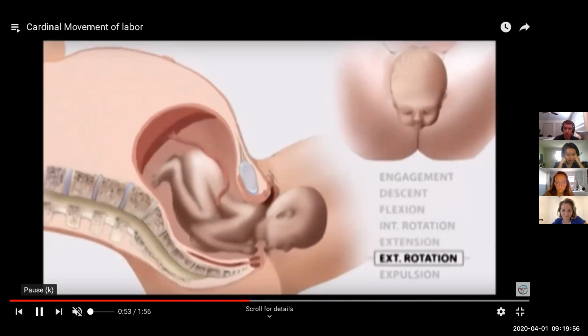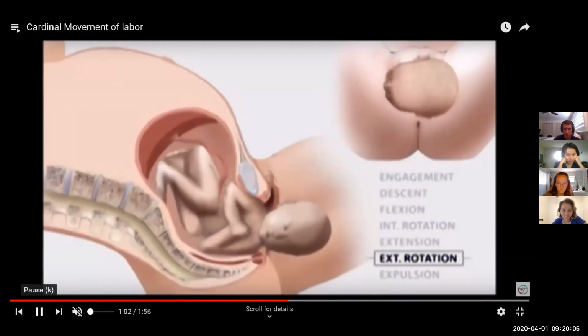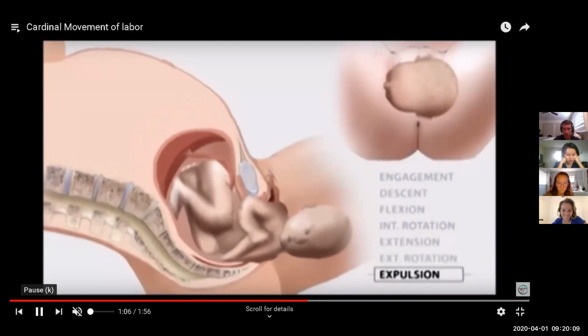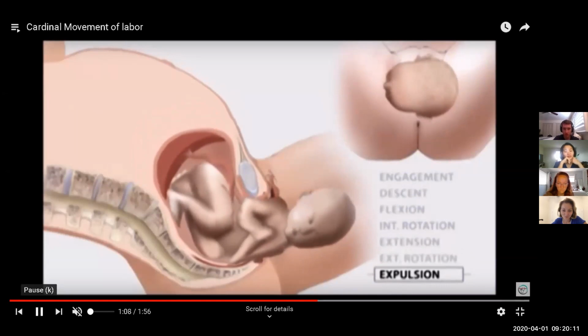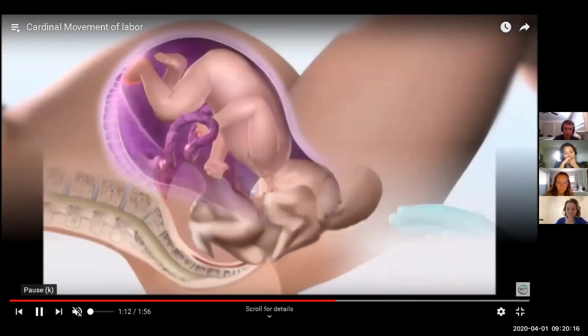Here's that cool feature of external rotation, like a corkscrew. Baby's turning her face. See how it aligned with the midline of the baby's body. And baby's born. So here's a different view.